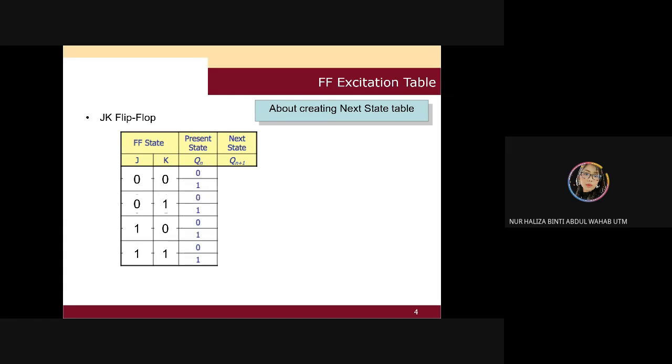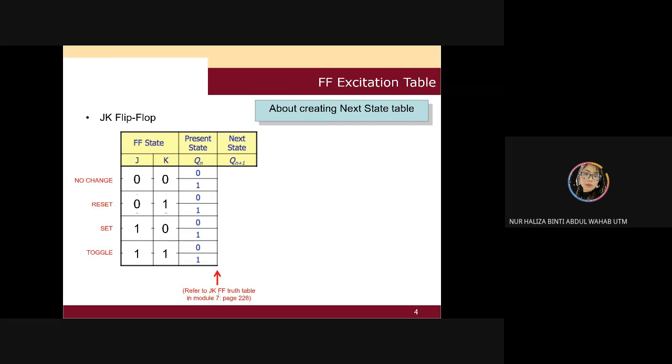If your present state is 0, what will happen to your next state? This is not the previous Q, okay? This is the present one. If it is a 0 and 1, what will happen? It's totally similar, because they will be your previous now and it's going to be your current now.